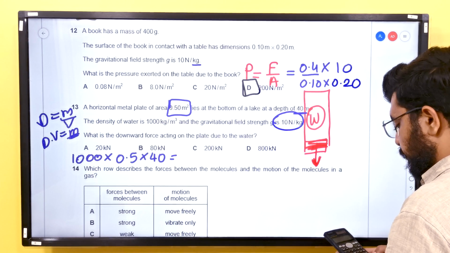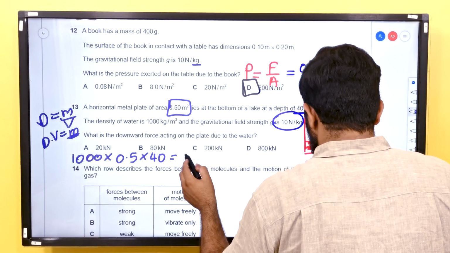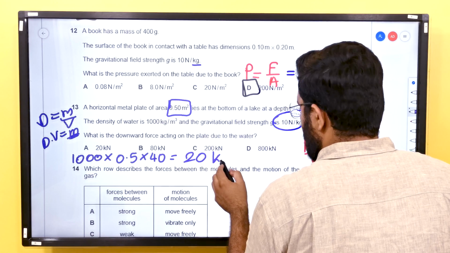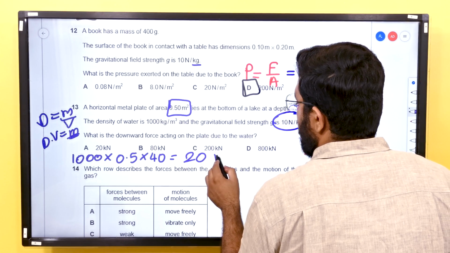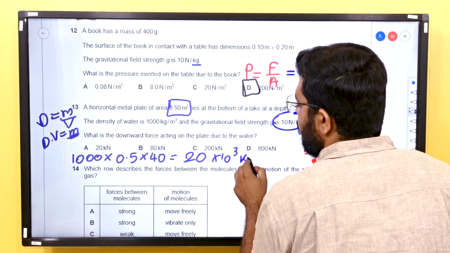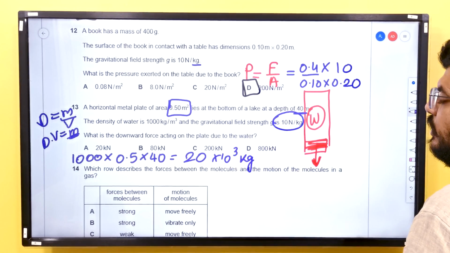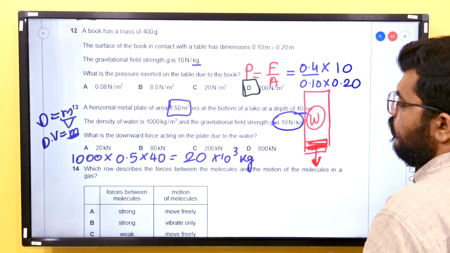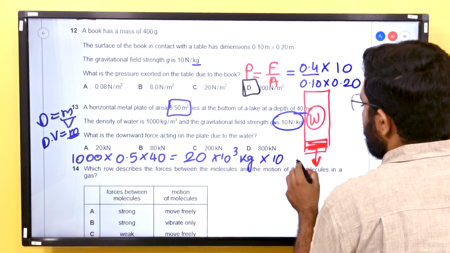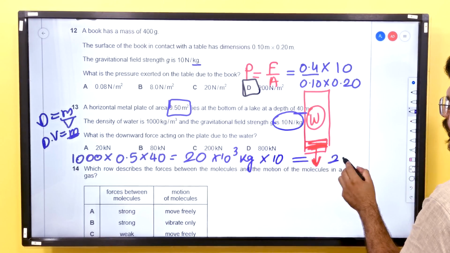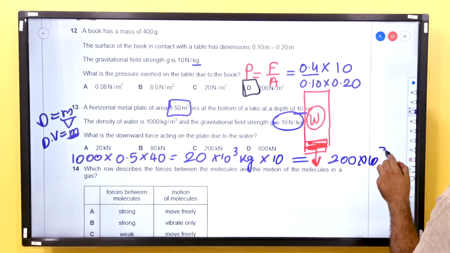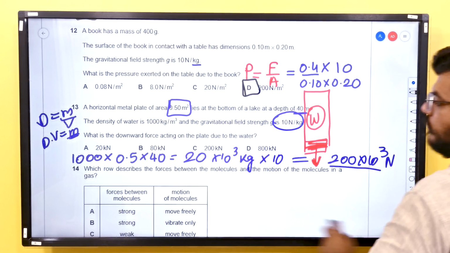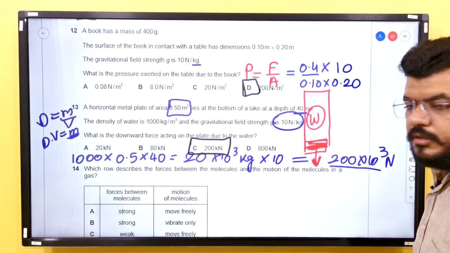1000 multiplied by 0.5 multiplied by 40 gives you 20 into 10 to the power 3 kilogram. This is your mass, right? Now if you multiply it by 10, you will get your force. So into 10, this will give you 200 into 10 to the power 3 Newton, right? This is nothing but 200 kilonewton, which is option C, right?